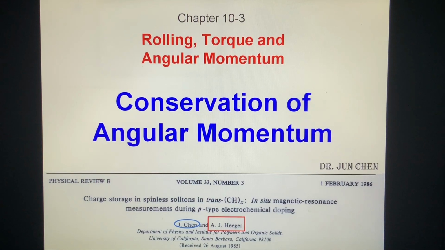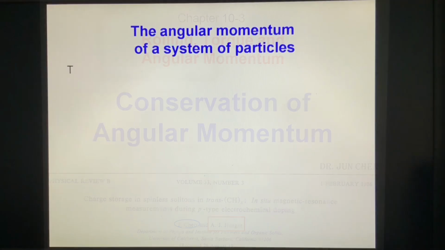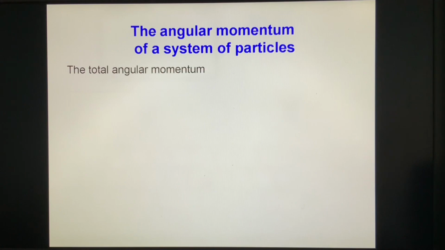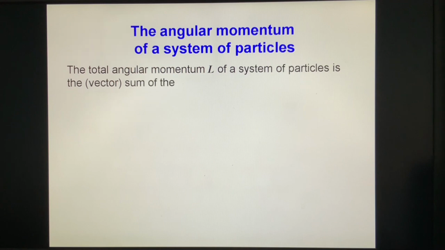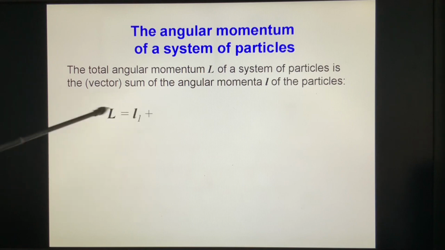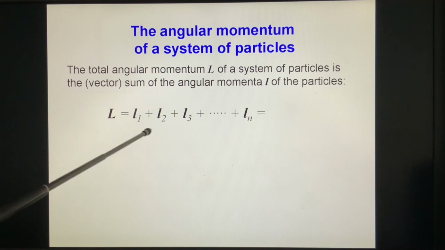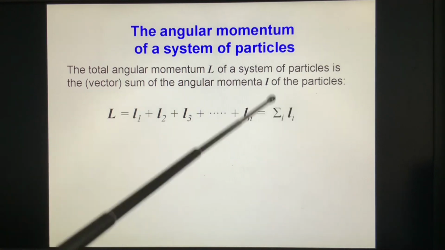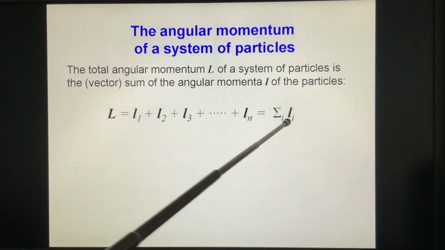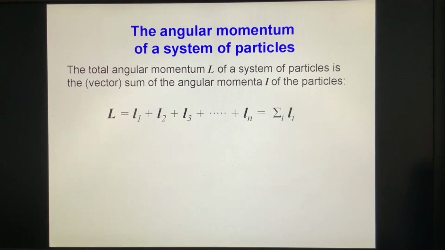Conservation of angular momentum. The total angular momentum L of a system of particles is the vector sum of the angular momenta of the particles. So the total angular momentum of the system equals L1 + L2 + L3 + ... + Ln, which is the sum over i of Li, from 1 to n.